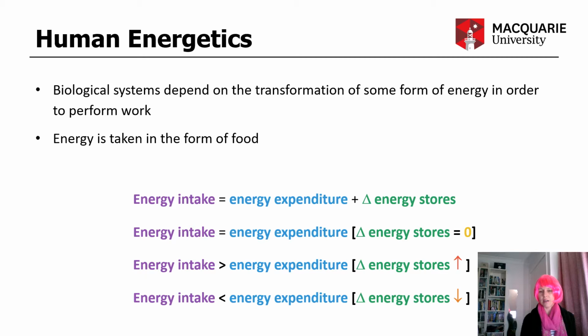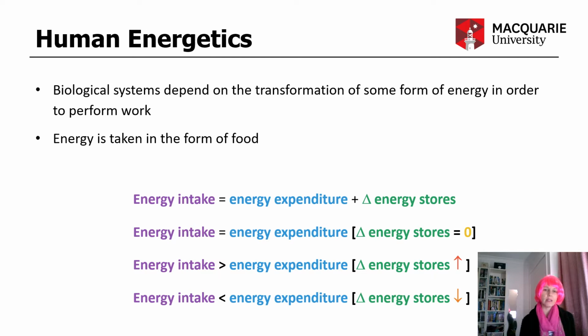Now there's three scenarios that we can think about. One in which how much you eat is completely balanced with how much you expend, in which case your energy stores don't change. Now that would be the case of an individual whose weight does not change from one day to the next, or more likely from 1 week to the next. They have a stable weight because their energy in equals their energy out.